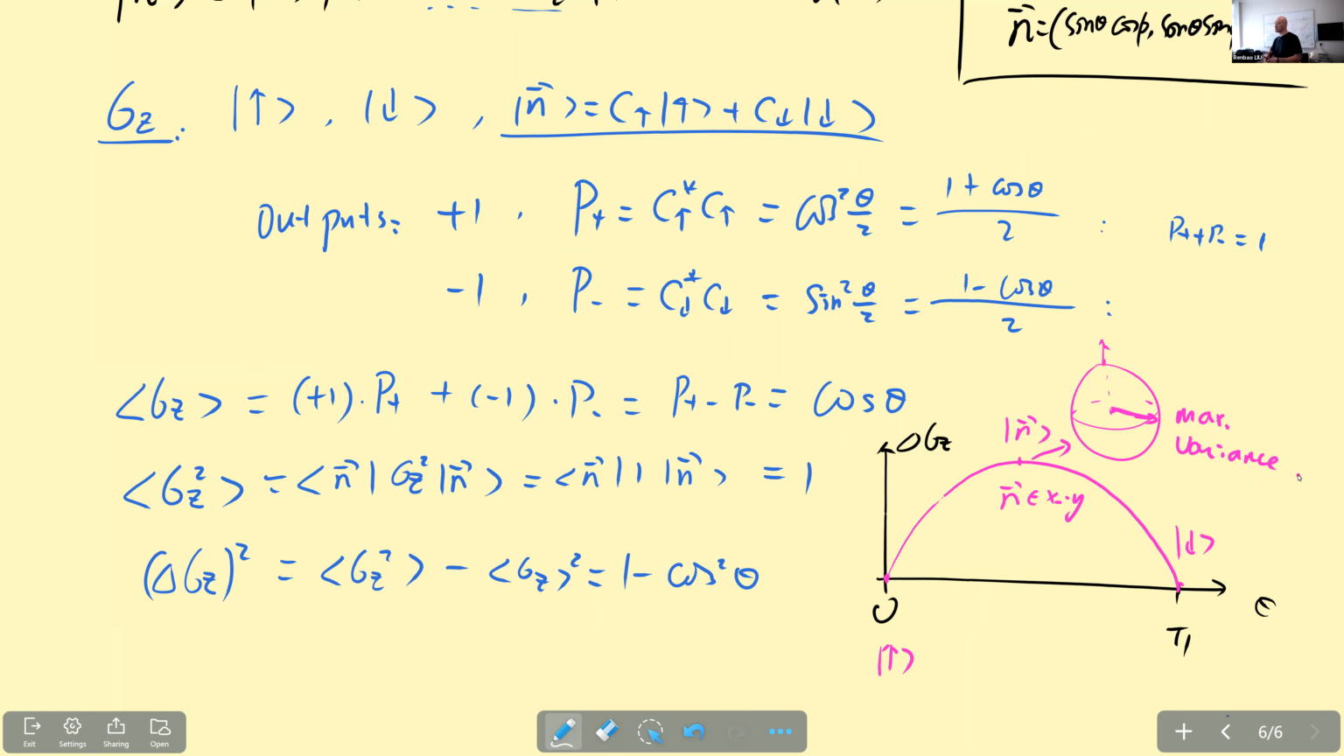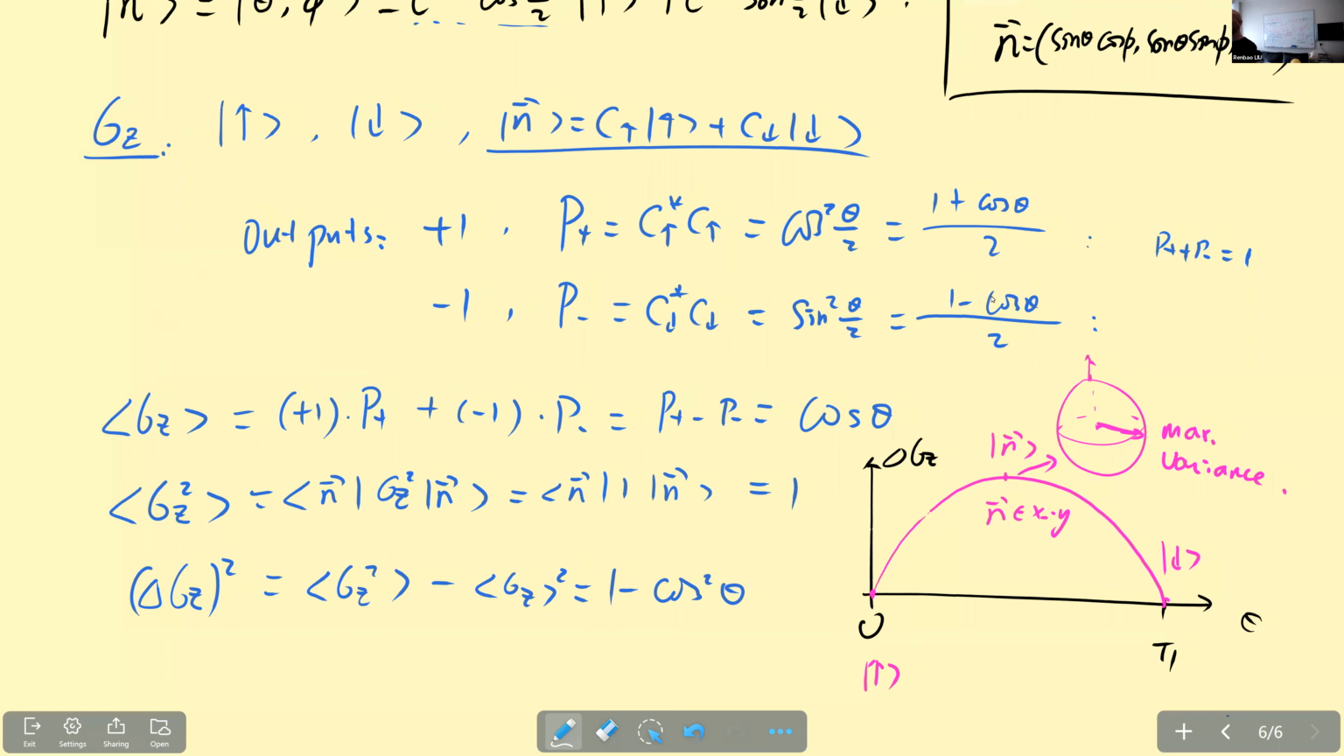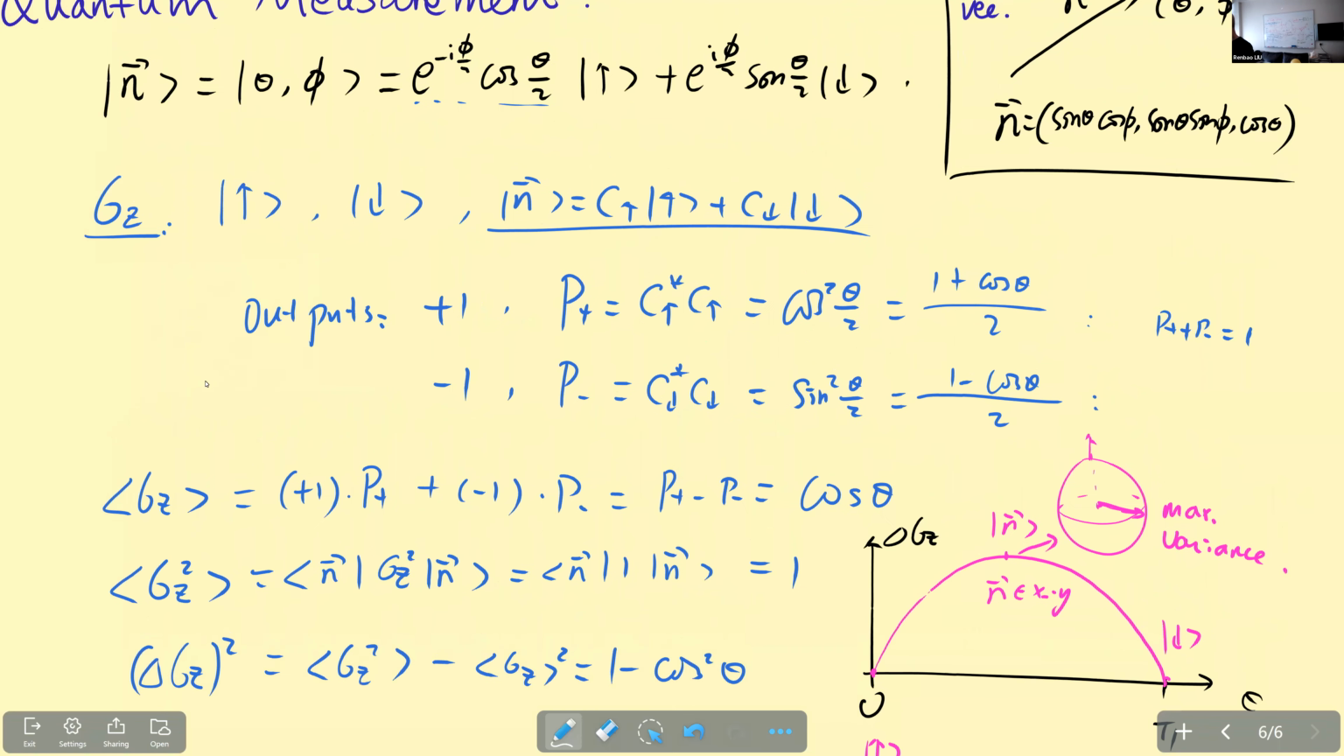So you can see if the spin is pointing in the z direction or the minus z direction, which are the eigenstates of sigma z, there will be no variance if you measure sigma z. But if the spin is in the xy plane, the Bloch vector is in the xy plane, and you measure sigma z, you get randomly up and down. You get an equal probability to be +1 or -1, so you have a maximal variance, which is 1. So that's the example of sigma z.